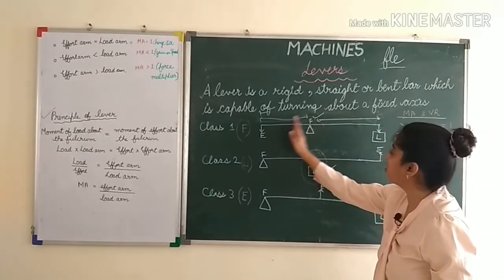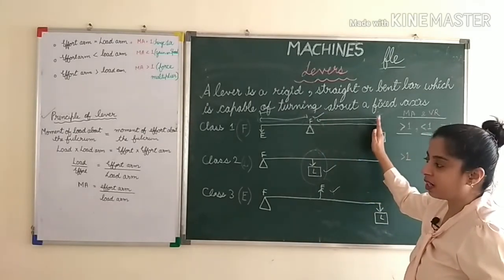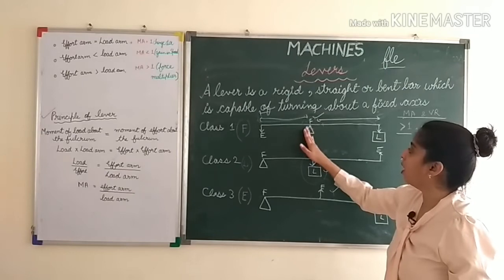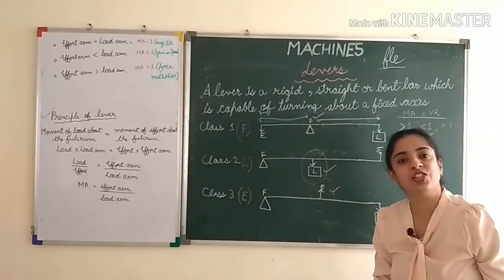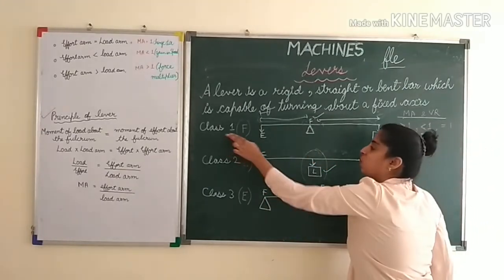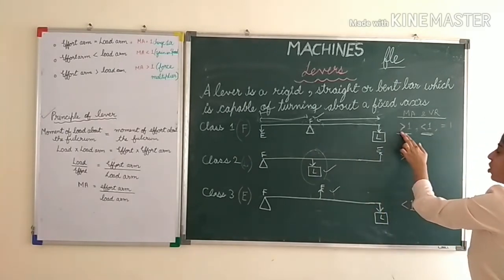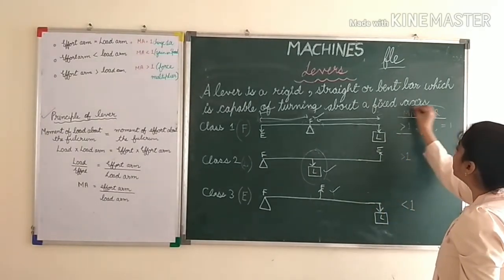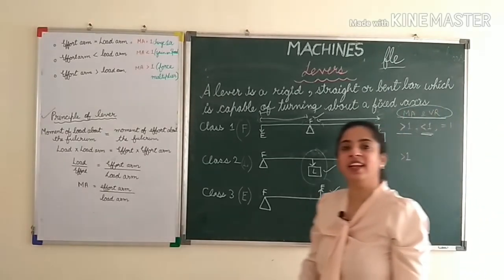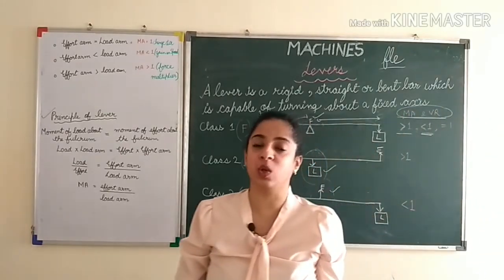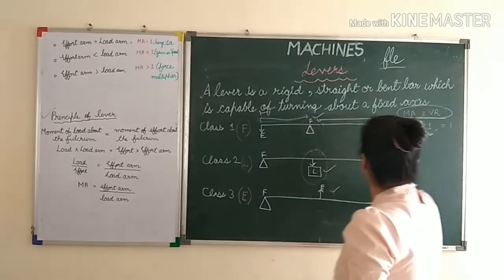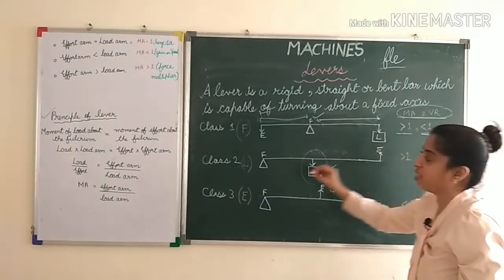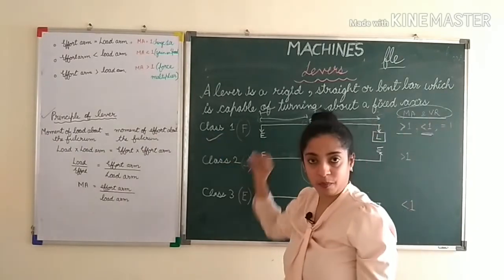When it is slightly shifted here, then the load arm becomes bigger, so mechanical advantage can be less than 1, and if it is shifted here, mechanical advantage can be more than 1. So in a class 1 lever, mechanical advantage can be more than 1, less than 1, or equal to 1. And since in an ideal machine we have already studied that mechanical advantage is equal to velocity ratio, velocity ratio also can be more than 1, less than 1, and equal to 1 in case of a class 1 lever.